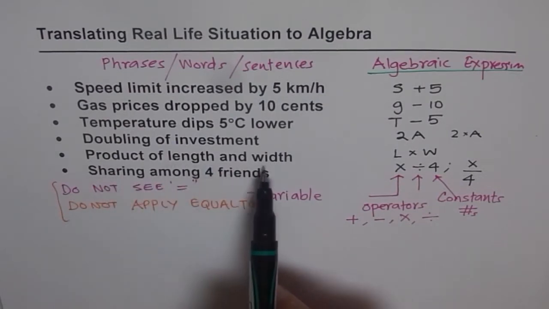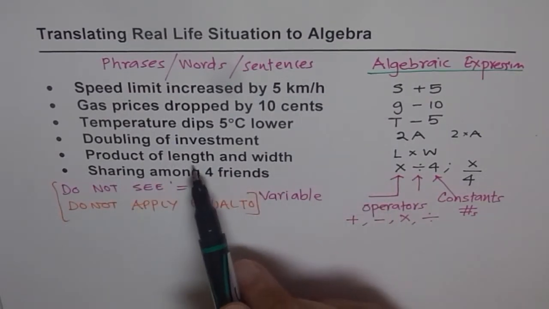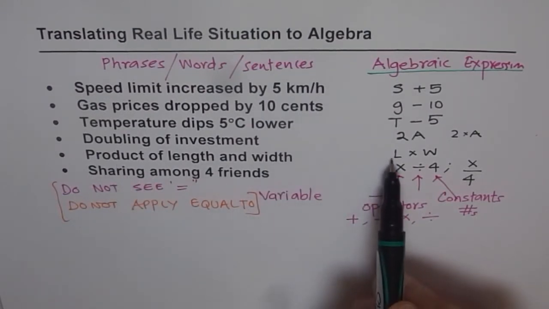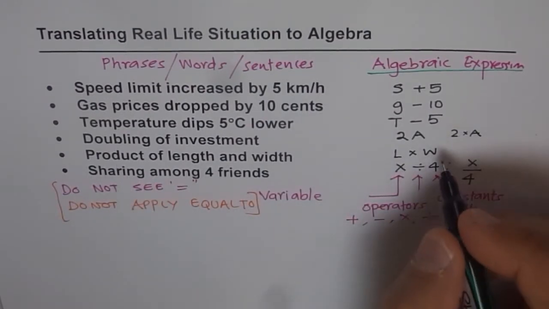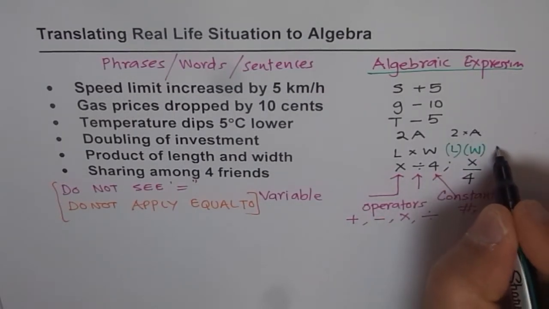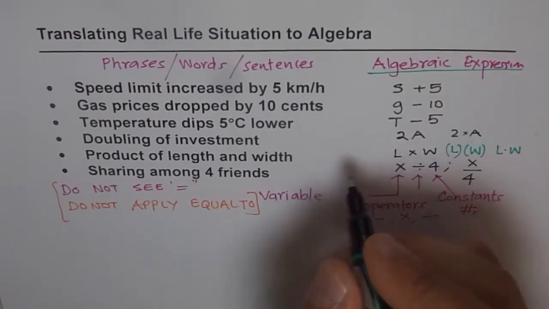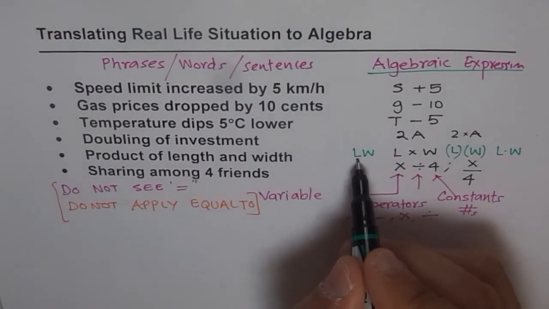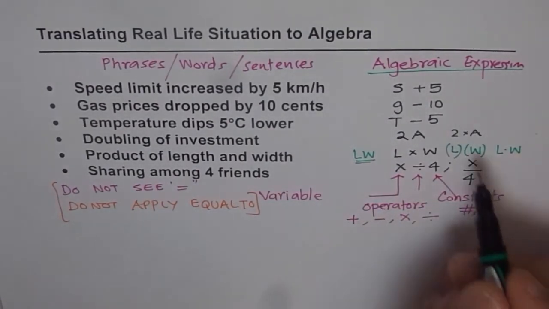Product of length and width. Let L be the length and W be the width. Then the product will be L times W, right? We could always write this as L within brackets and W, right? You can even write like this. Or if you write LW, it will also mean the same thing, okay? So we actually prefer this way of writing when we are talking about product, or this.